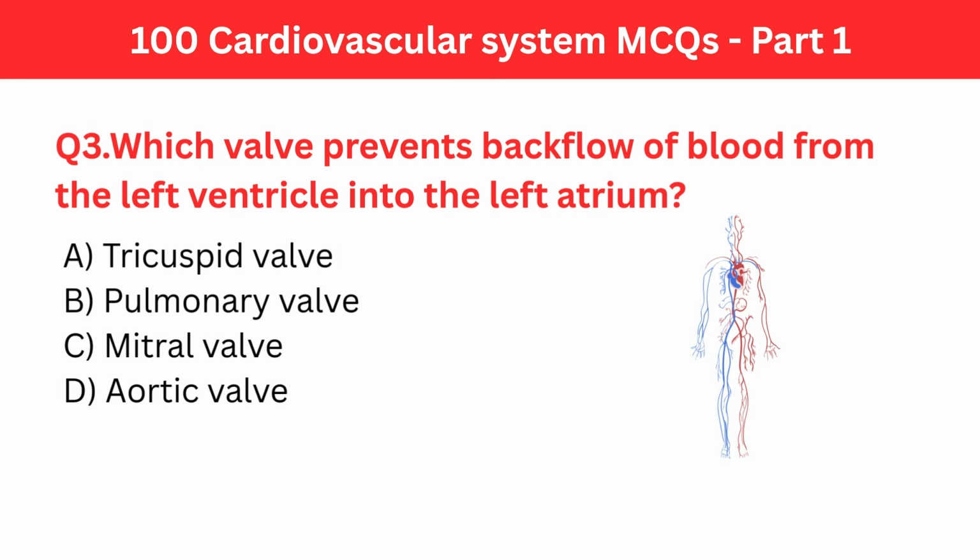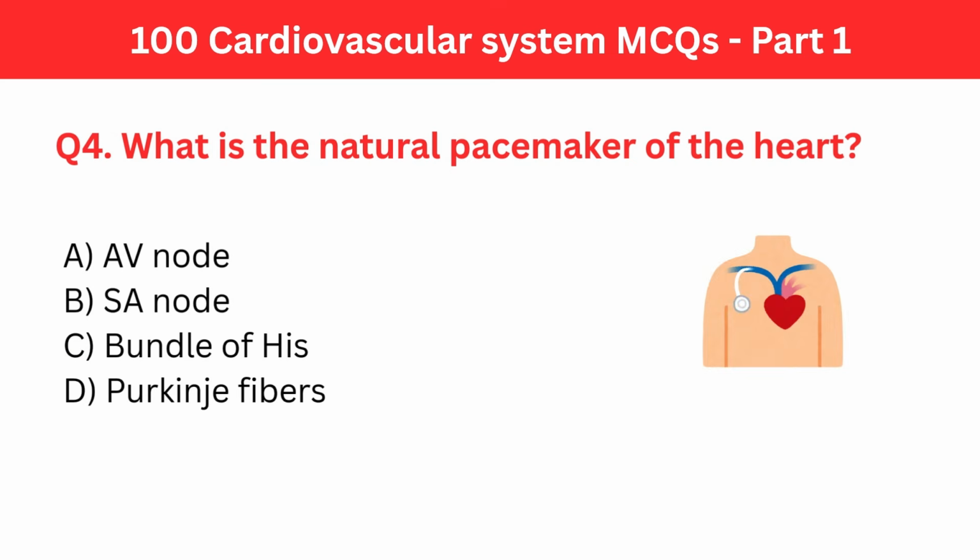Which valve prevents backflow of blood from the left ventricle into the left atrium? The right option is C. It's mitral valve. Question number 4.